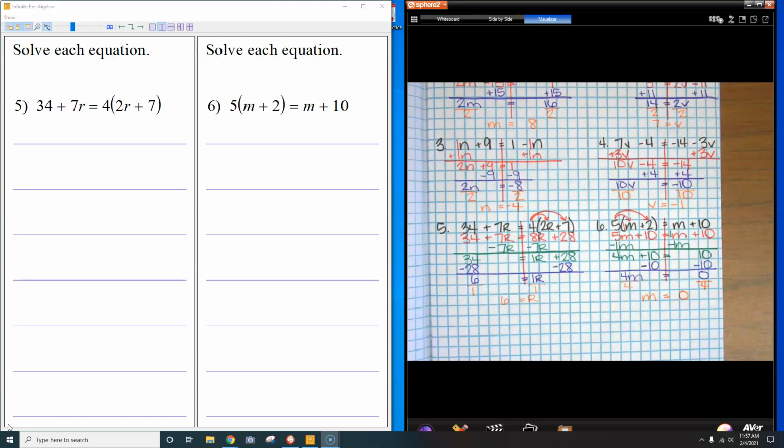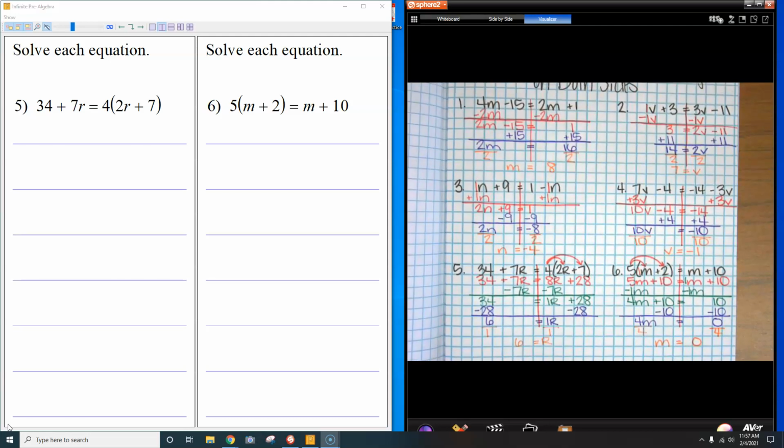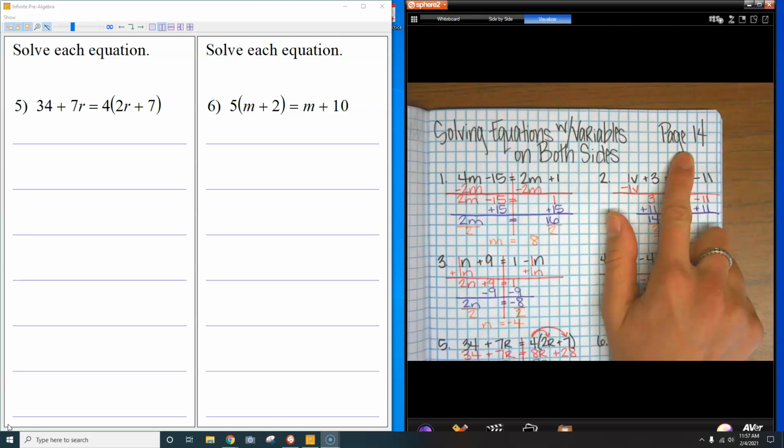Now, if we wanted to go back and check our work, we could plug the values of our variables back into the equation. But for right now, we're just wanting you to practice writing the equations and moving a variable across the equal sign, and then following our basic two-step inverse operations that we've been practicing the last couple of weeks. So if at any point you needed to pause the video or rewind it to get the notes, again, this is on page 14 in our notebook.